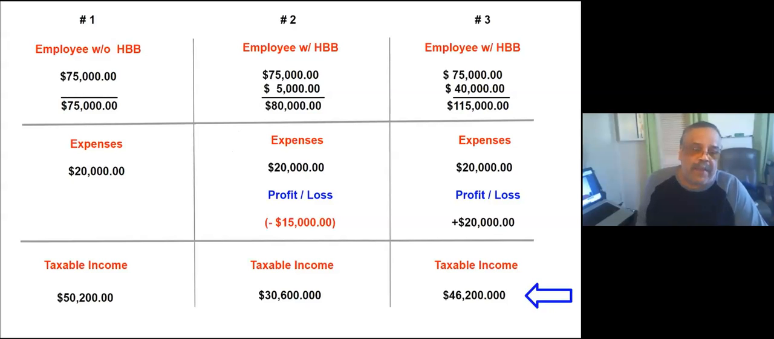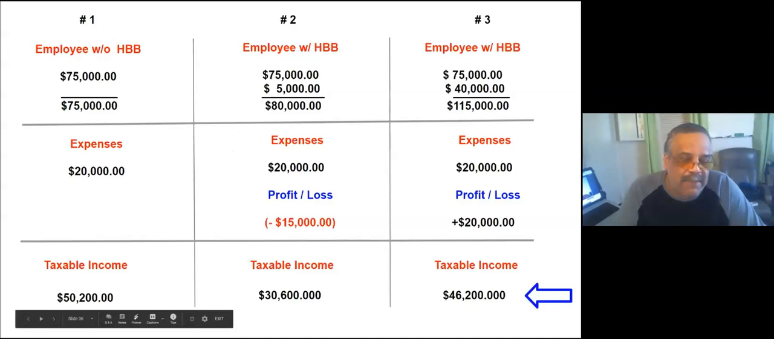You made $115,000 between your job and your business, but your taxable income is $46,200. Compare that to the $50,000 that you had to pay taxes on when you did not own a business. That's crazy. I can make $115,000 and pay tax on $46,200, or I can make $75,000 and pay taxes on $50,000. That's crazy. Okay, you got a $20,000 savings just by starting a business and making $5,000.